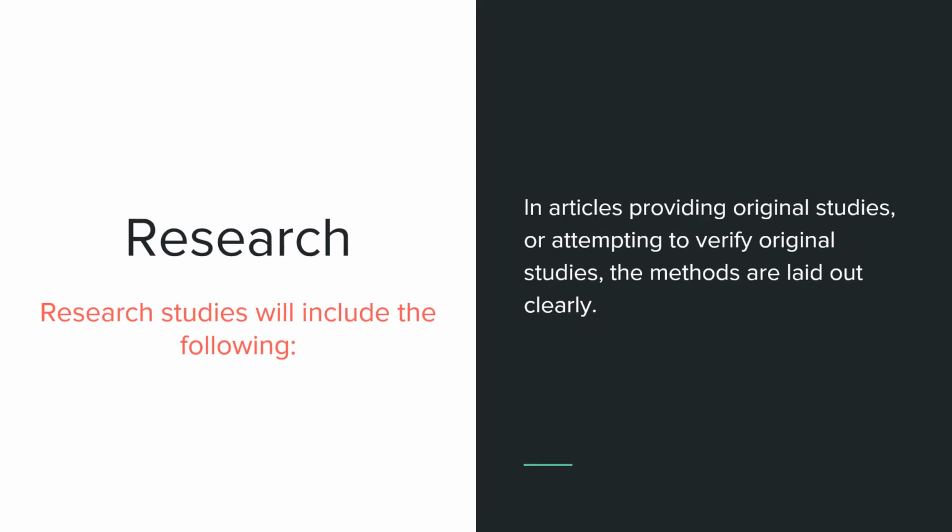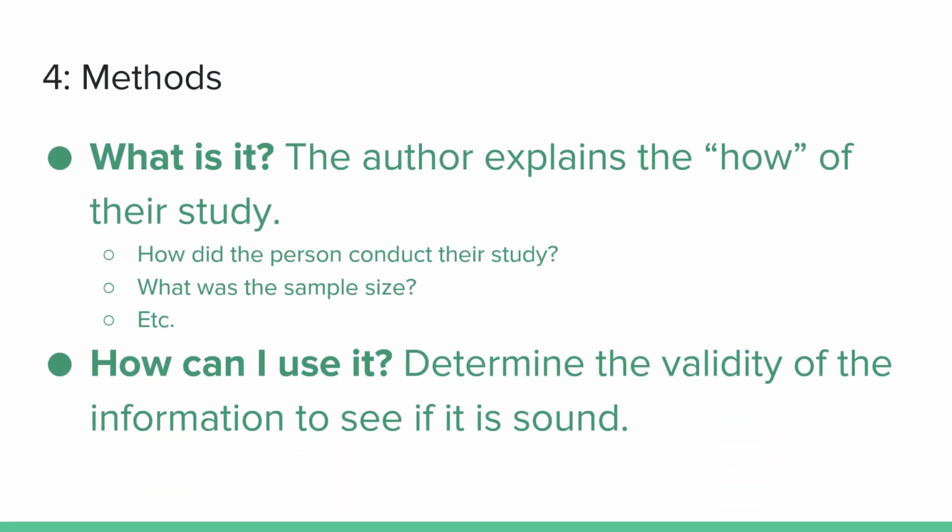If you're looking at a scientific study or some type of actual research or experiment, you are going to see the following sections. You'll see a methods section. So methods section is where the author simply explains the how of their study. How did they actually conduct their study?